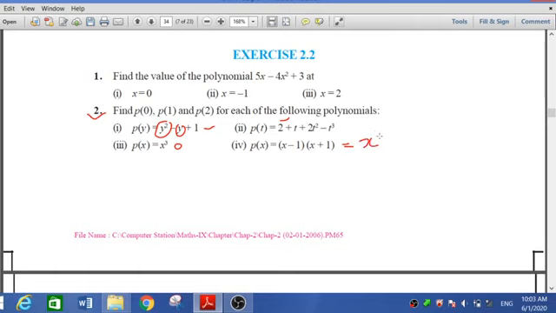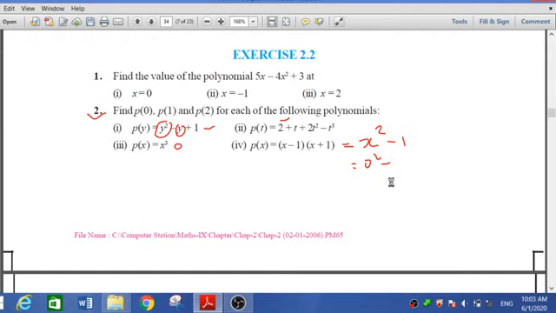So the answer is x squared minus 1. P of x is equal to x minus 1 times x plus 1, so x squared minus 1. Now we have to put x equal to 0. So 0 squared minus 1. So the answer is minus 1. So in exercise 2.2, all the sums are easy.